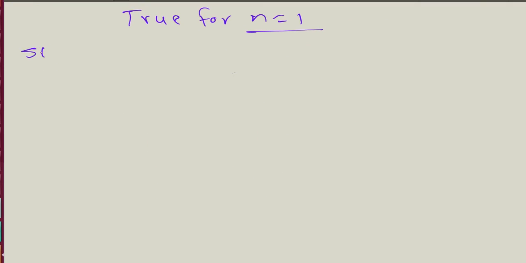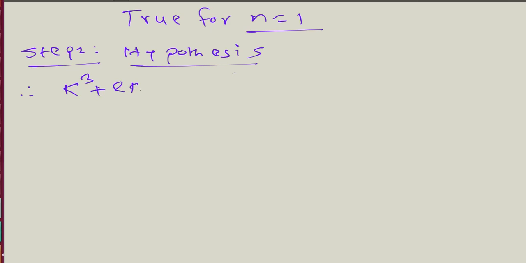Step 2. This is the hypothesis. Here we assume that the theorem is true for some k. Therefore k cube plus 2k is divisible by 3. So this is the hypothesis. The theorem is true for some k. The next step is the induction step, step 3.